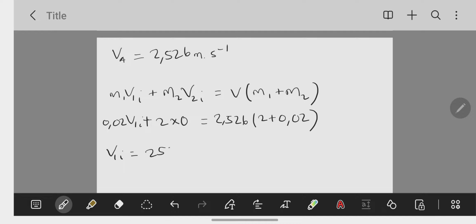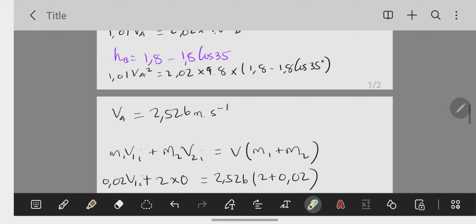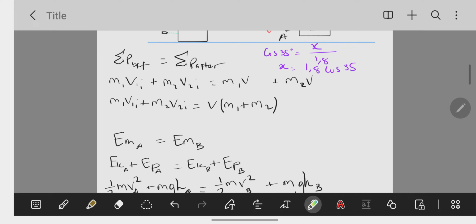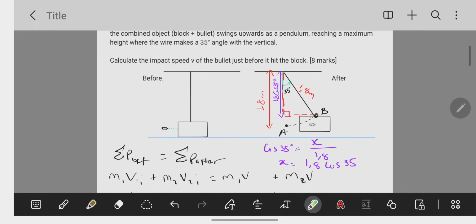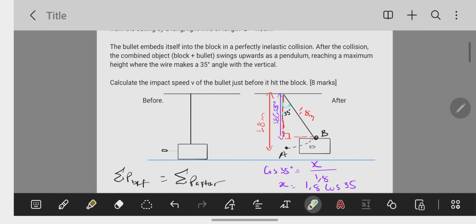So it's going to be 255,1213 meters per second. Now I could have made some mistakes, like some rounding errors or mistakes on the calculator. So just be sure to double check these numbers. But the method is fine. So this is how you can solve a bullet block system like this.